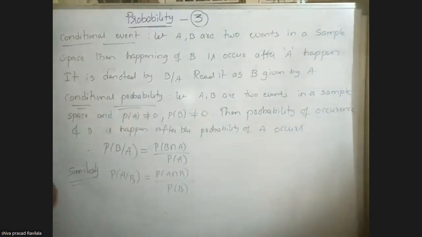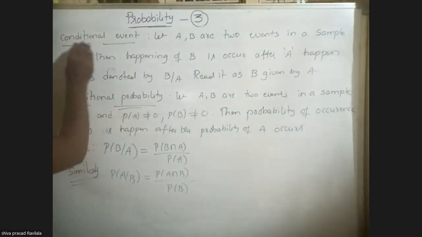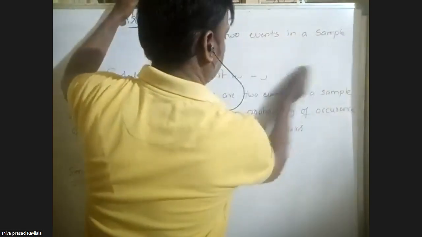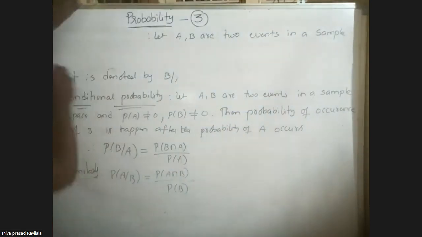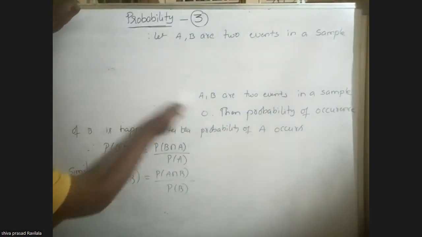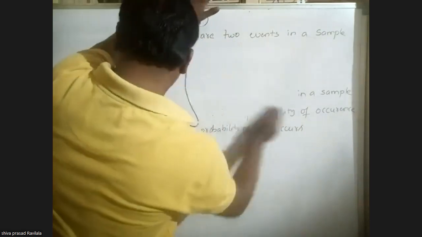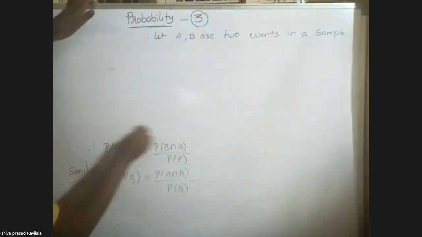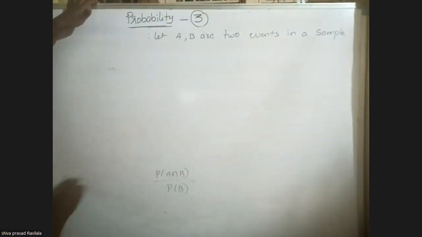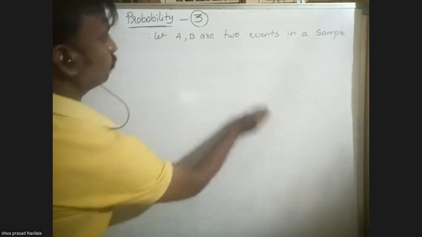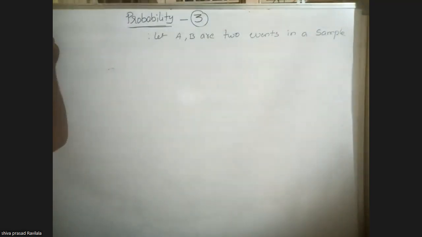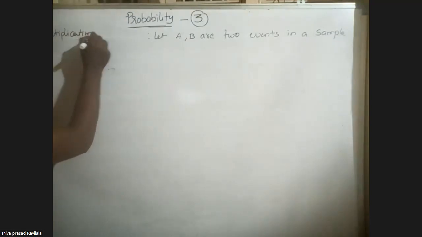Next one, multiplication theorem. That cross multiplication of conditional probability will become your multiplication theorem. Very simple. Multiplication theorem.